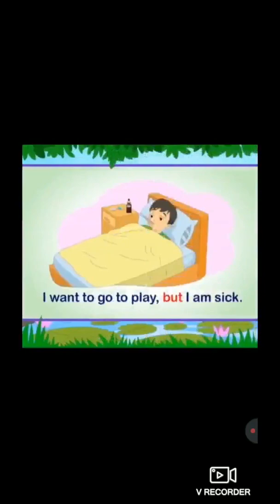So now here the second example. I want to go to play, but I am sick. So students, can you see the next word we have used is but in this sentence, right? I want to go to play, but I am sick.